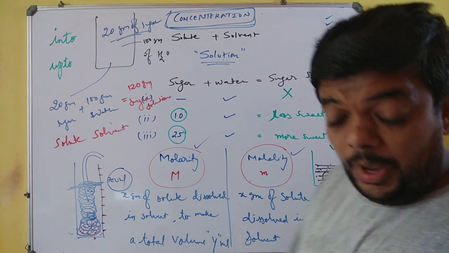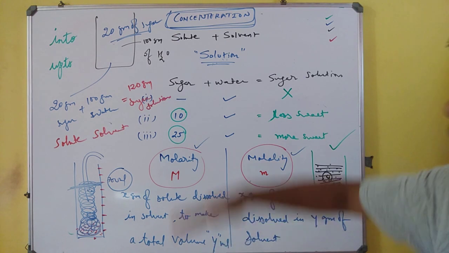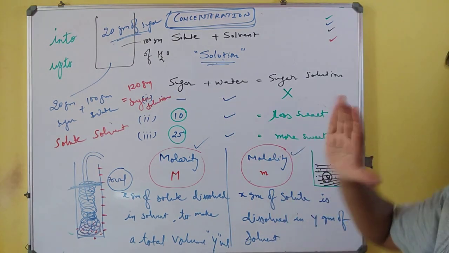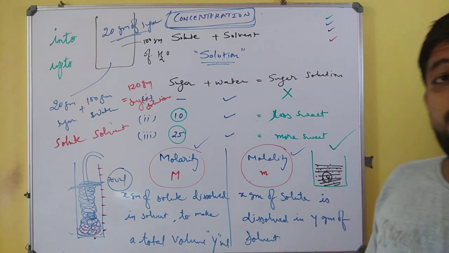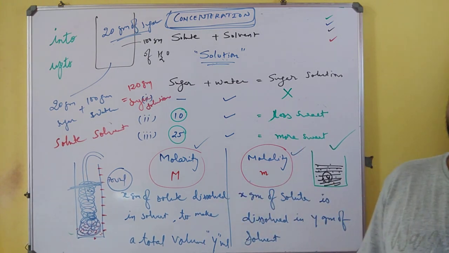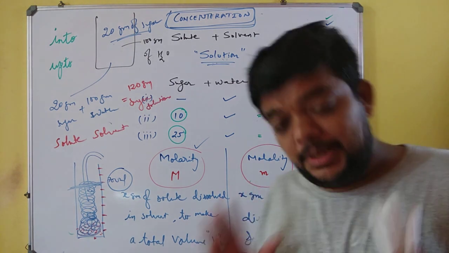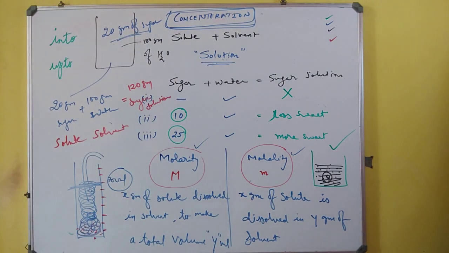But when I have x gram of solute and I want to make the total volume up to Y mL, I need a vessel in which I can have the total volume marked with the maximum accuracy and precision. And at that time, the apparatus required is this, and that is a measuring cylinder. So friends, this is one of the basic differences when we talk of molarity and when we talk of molality.